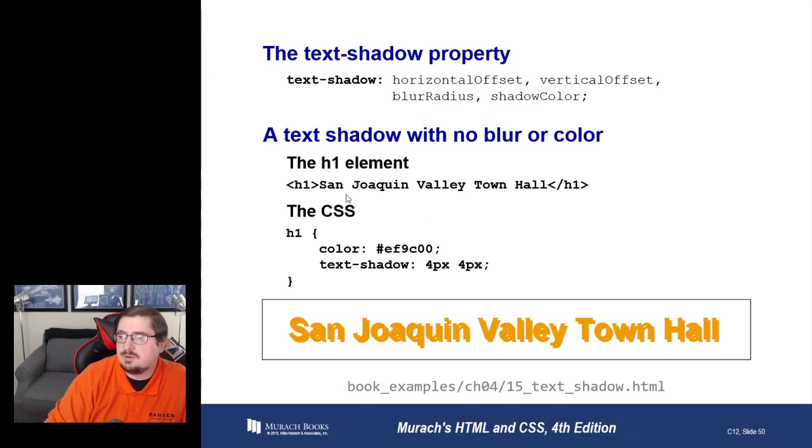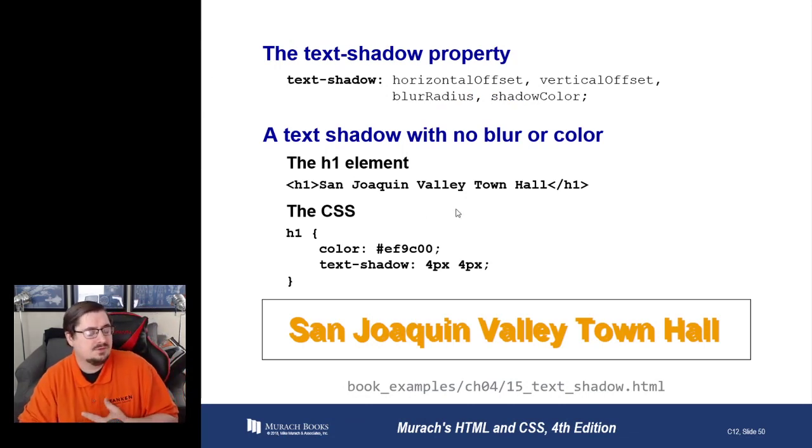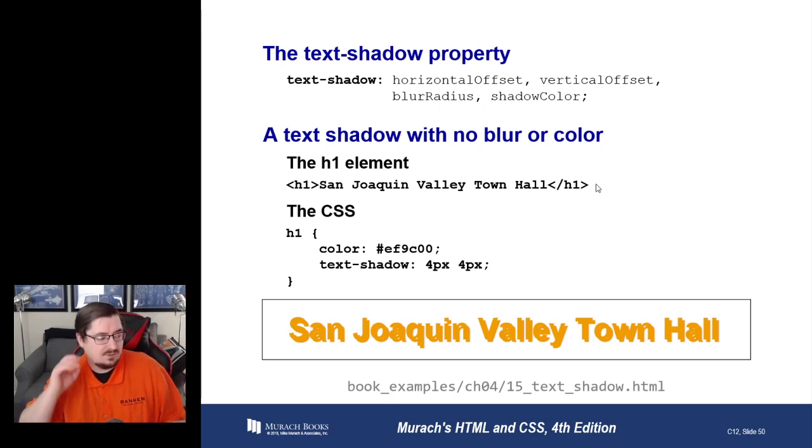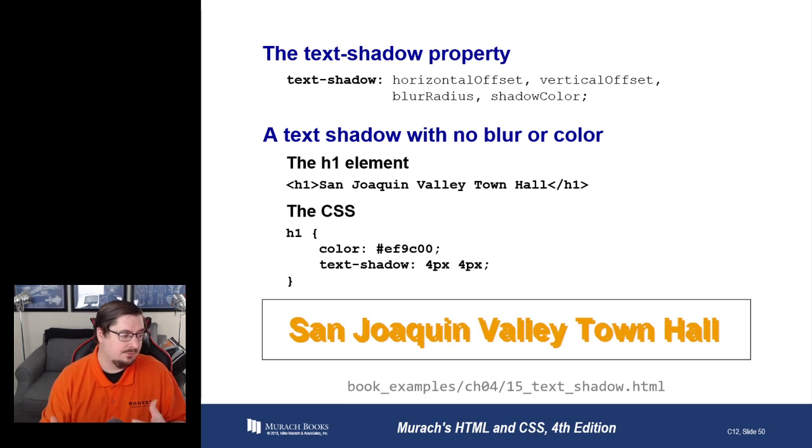So let's talk a little bit about shadow. Shadow is another thing we can apply to text. It requires a few properties to set up. The first one is the horizontal offset. The second one is the vertical offset. Third is the blur radius, or how blurred it is, and then the color of the shadow.